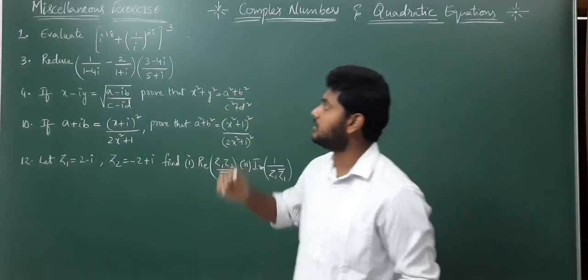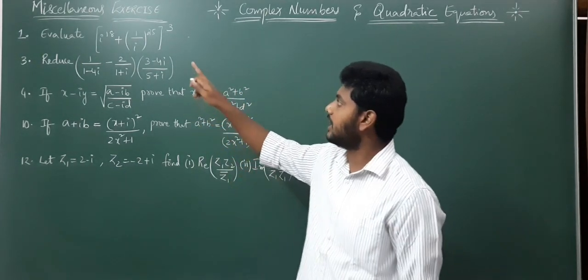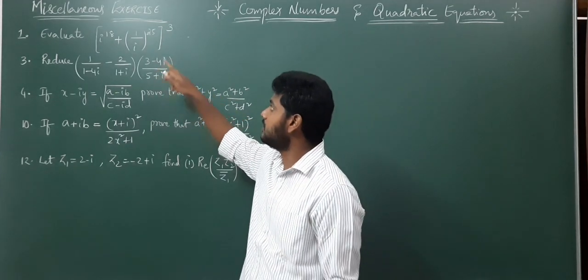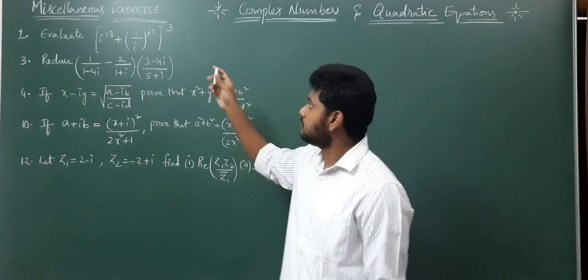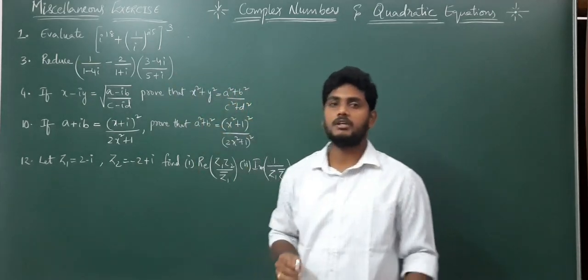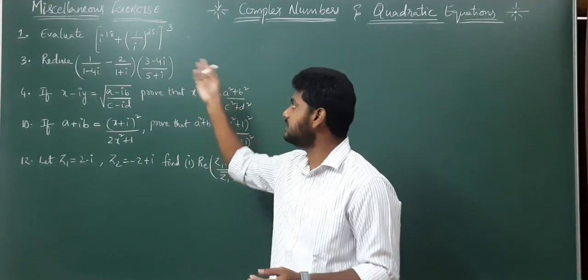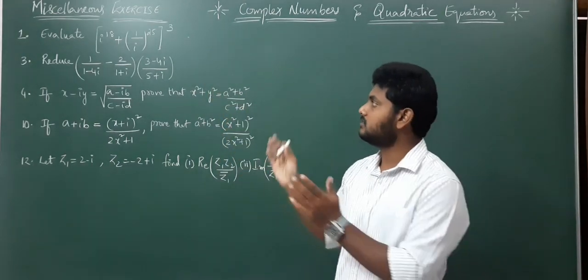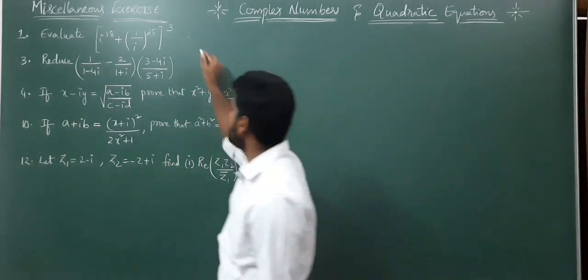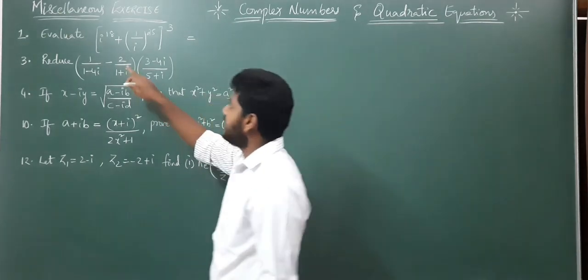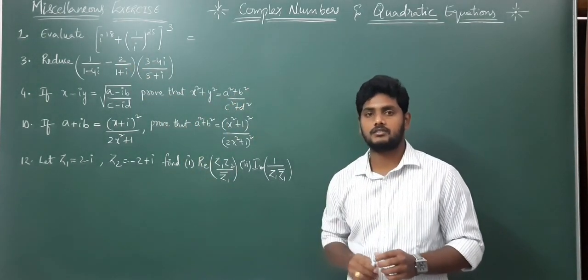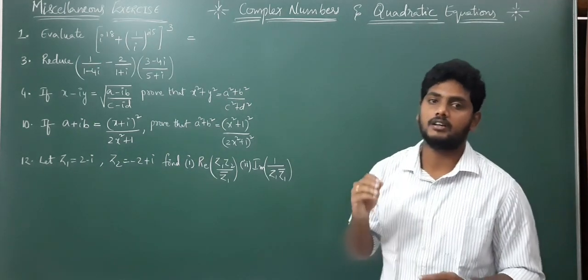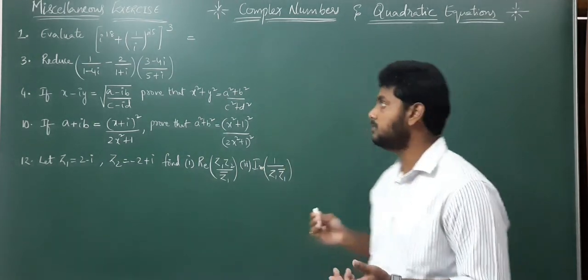When it comes to question number 1, evaluate (i^18 + (1/i^25))^3. Here, evaluate is nothing but simplifying that, finding the whole value in a reduced form. So first of all, let's solve this. i to the power of 18. I already told how to simplify iota values. If it is i to the power of 100 or i to the power of 500, how do we simplify that?